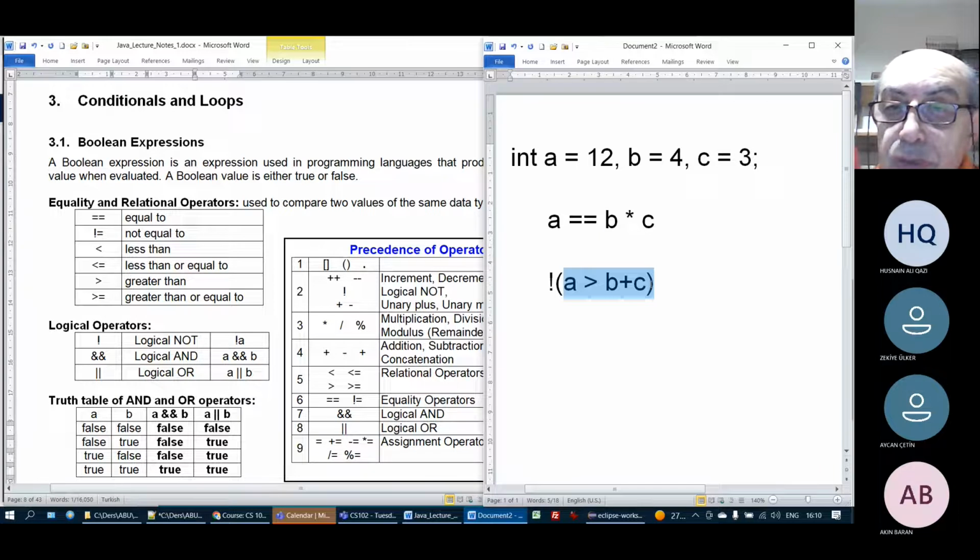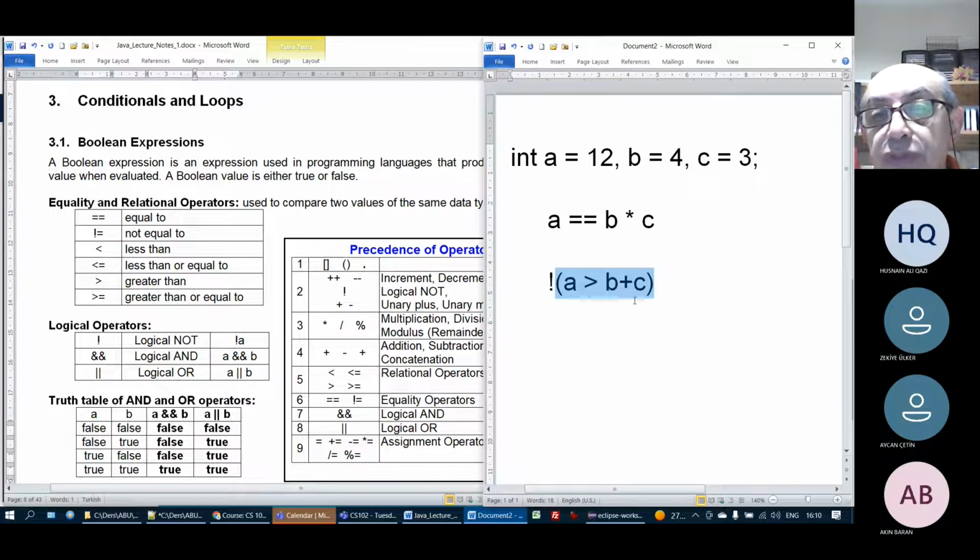For example, let's look here. A is 12. B plus C is 4 plus 3, 7. 12 greater than 7 is true. Therefore, this parenthesis is true. But in front, we have the not operator. The not operator reverses the Boolean value. If we have here true, not true becomes false.